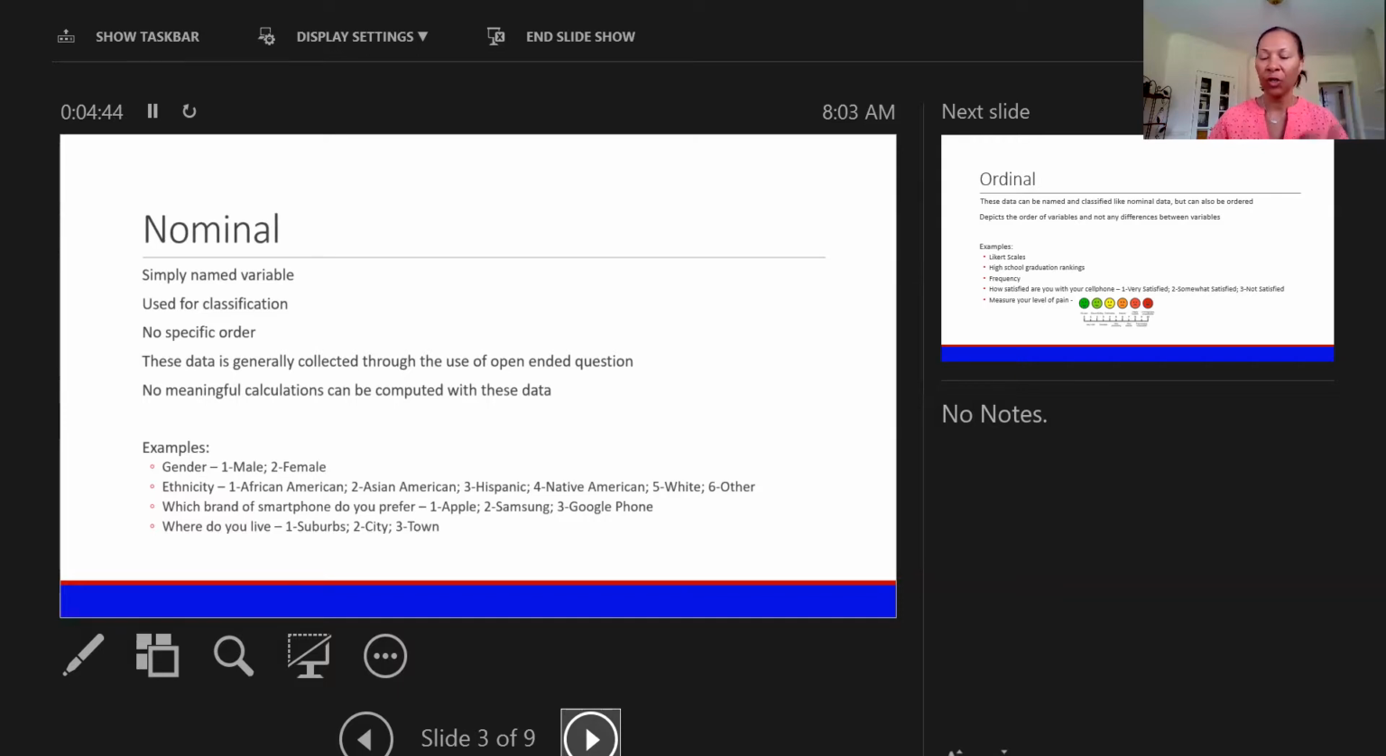So again, with gender, a lot of times when you're looking at research studies or doing your own data, we'll assign a number to gender, 1 for male, 2 for female. But that is only for labeling purposes. We can't run a t-test on gender, on male and female. So again, it's simply named and simply used for classification. We can't order it, so we can't say 1st, 2nd, 3rd, or 4th with numeral data.